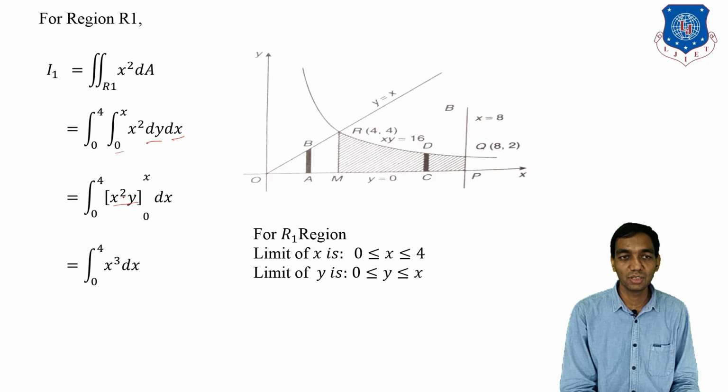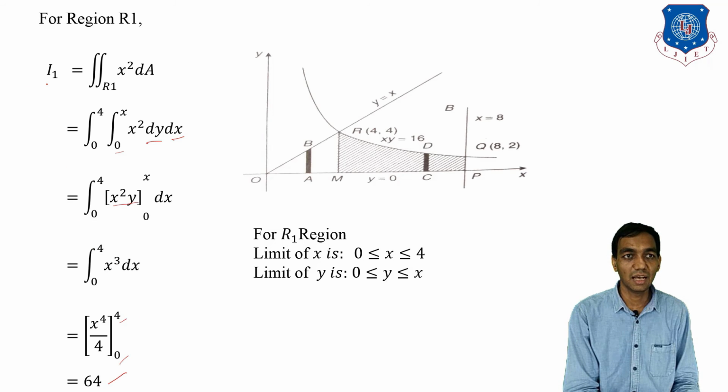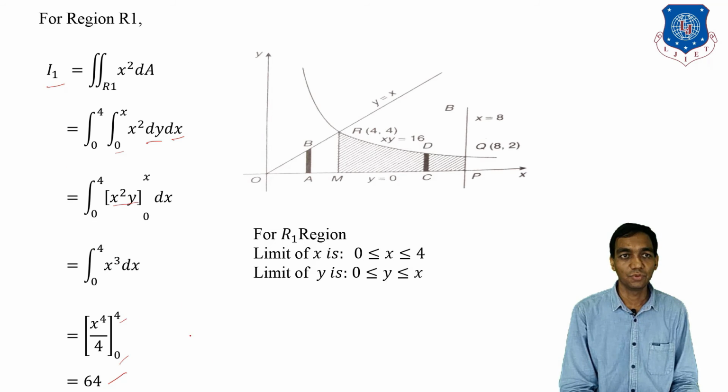Now if you substitute the limit, then you will get x cube, and integration of x cube is x raised to 4 by 4. And if you have limit from 0 to 4, so if you substitute the limits 4 and 0, then you will get the answer 64. So the first integration, I1, has the answer 64.